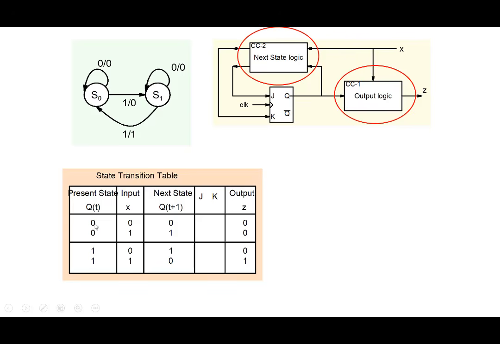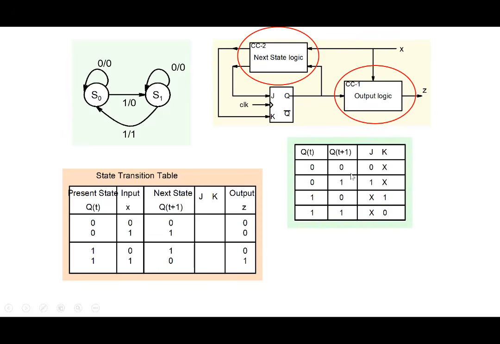So if you want to go from 0 to the next state 0, what you need is this excitation table, the excitation table of a flip-flop. The excitation table tells us that if you want to make a particular transition, what input you require in order to make that transition. In the previous lecture, we saw that if the JK flip-flop is in present state 0 and you want to go to the next state 0, one possibility is 0, 0. X denotes don't care. 0, 0 works because it is the hold state.